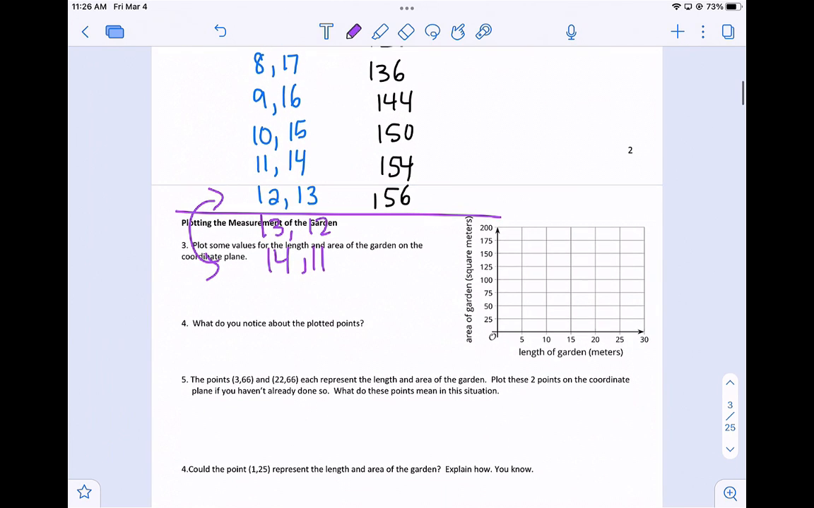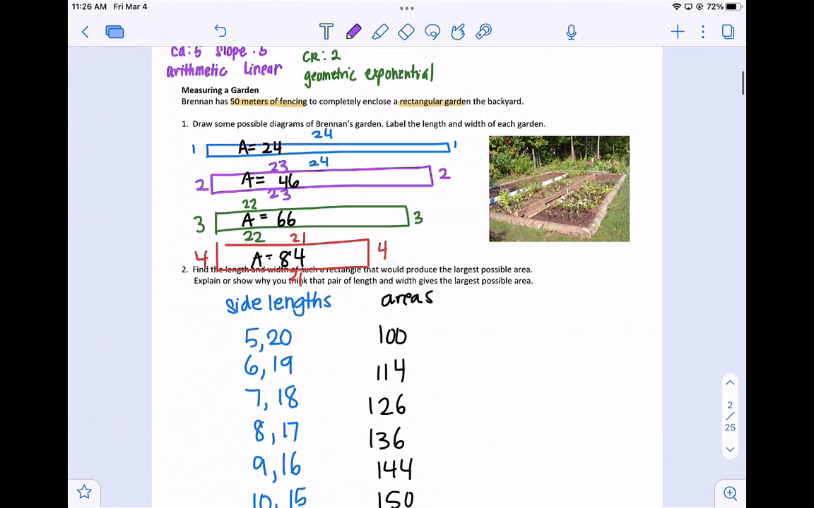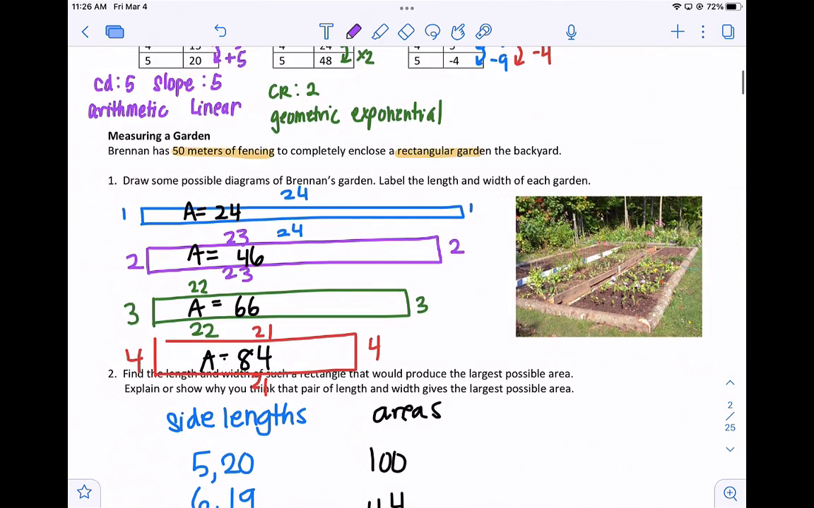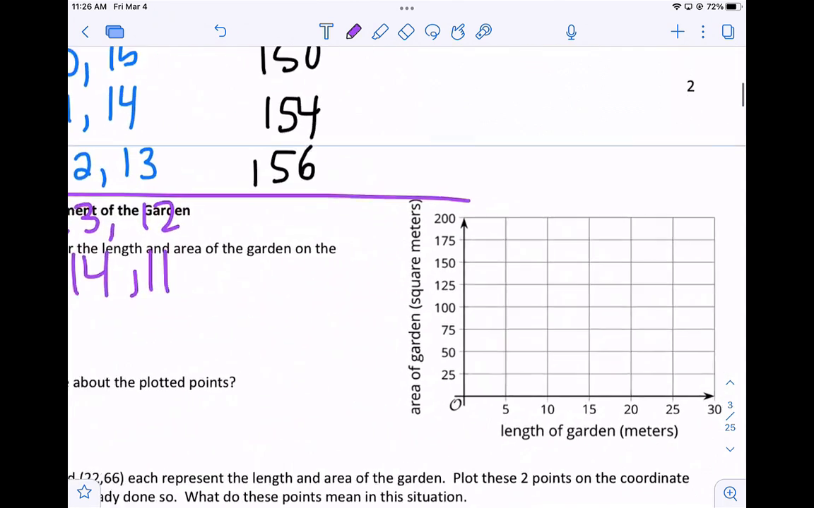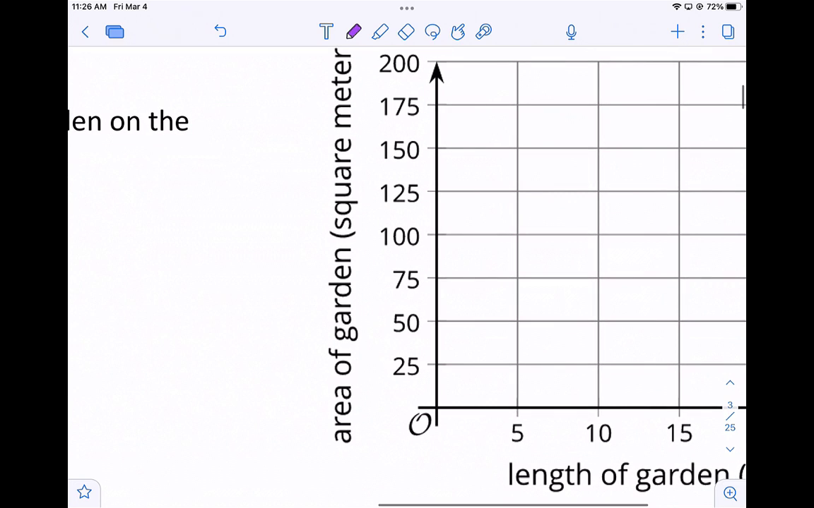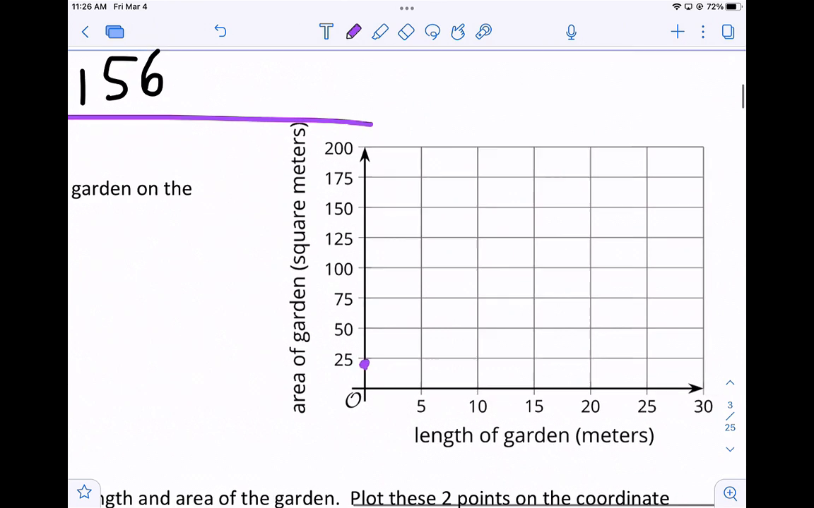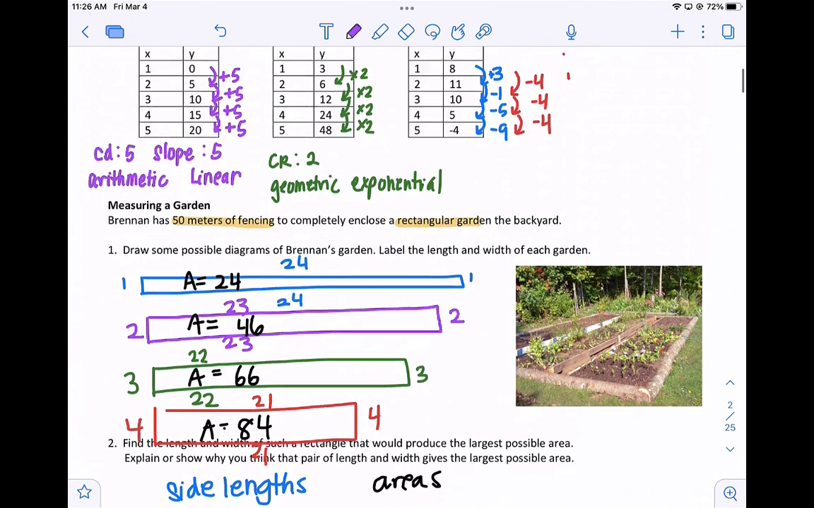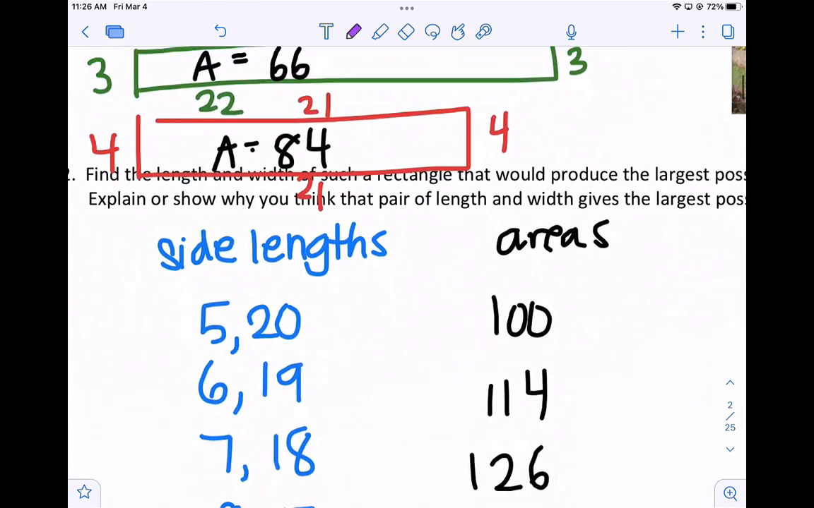All right, let's graph it. It says plot some values for the length and the area of the garden on the coordinate plane. All right, so let's do the first one. If our side length is 1 and 24, the area is 24. So let's graph that. 1, I'll graph it in purple. So 1, 24 is right here. But also 24, 24. It's like, ooh, that's 25. It's right here.